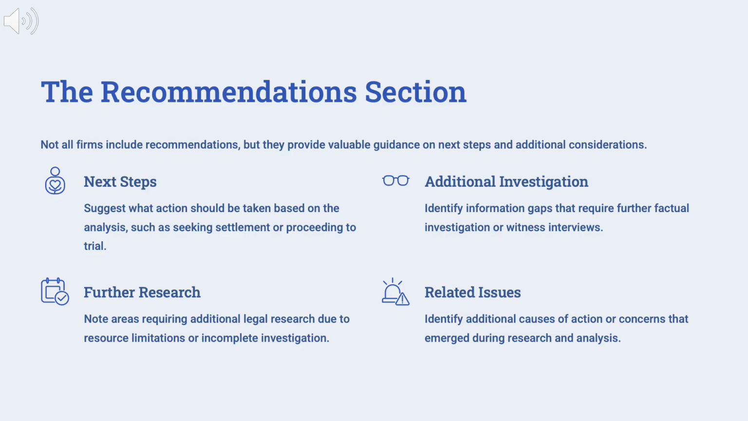The recommendations section can address several distinct types of next steps. The first type is action recommendations, suggestions about what the supervising attorney should consider doing based on the legal analysis. If the analysis reveals that the client's position is legally strong, the recommendation might favor proceeding toward trial. If the analysis identifies significant weaknesses, it might recommend exploring settlement.